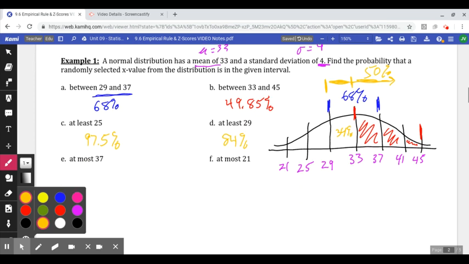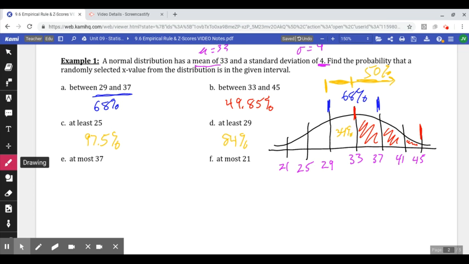Now we have at most 37. So we're looking at part E here, at most 37, which would be 37 all the way over here. If it's at most 37, it can't be more than 37, but it could be less than 37. I know that all the data to the left of the mean is 50%. And this little category right here from 33 to 37 is actually 34% of the data. That comes from our empirical rule. If we add those two up, we get 84%.